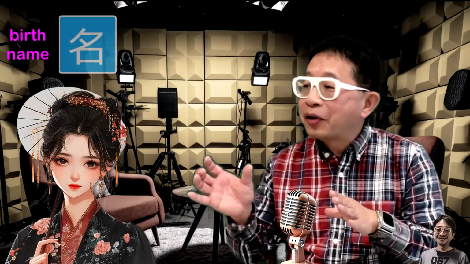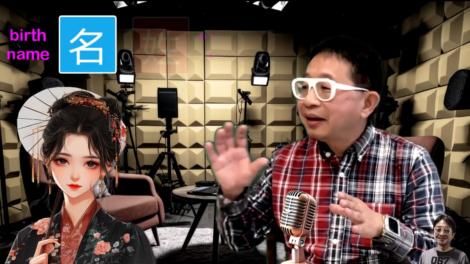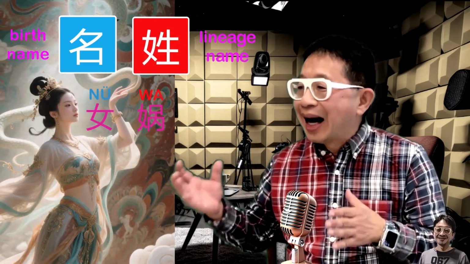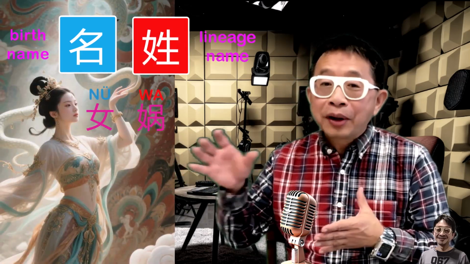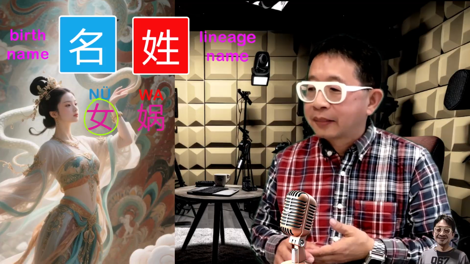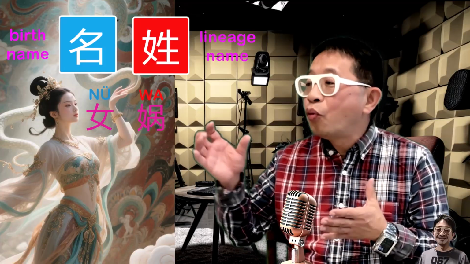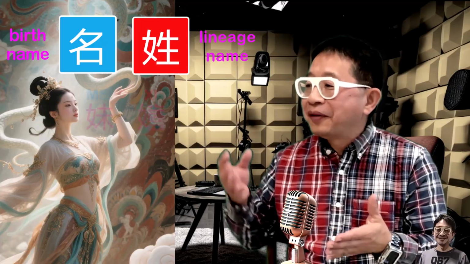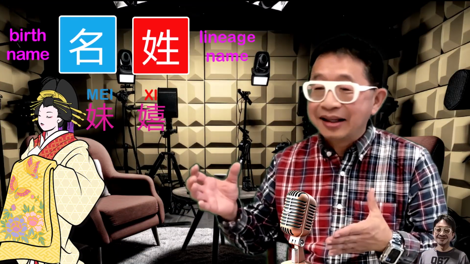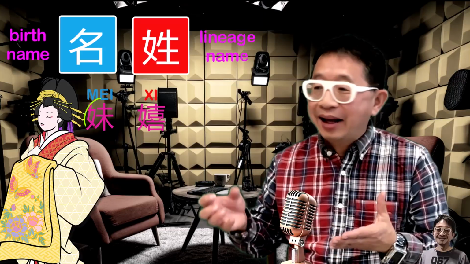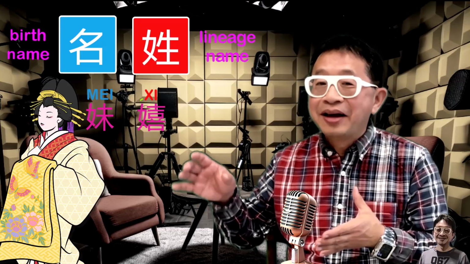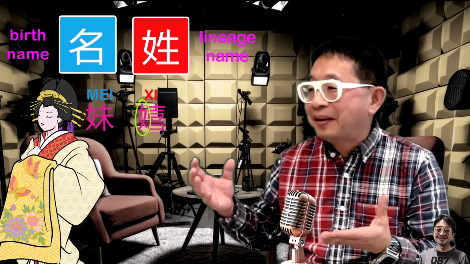Also, when ordering these names, women tend to give their given name first and lineage name second, much like in English. So if you look at the goddess Nuwa, her given name is Nu, woman, and her lineage name is Wa, as you can see, which has a female radical. Or if you look at the concubine Mei Xi, her given name is Mei, basically little sister, and her lineage name is Xi, which again has that female radical.